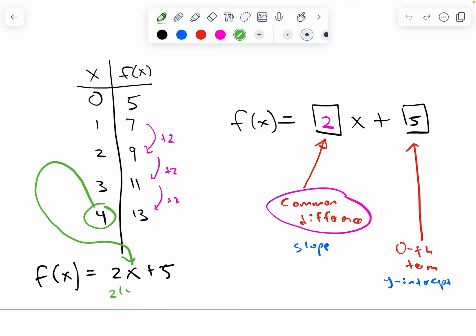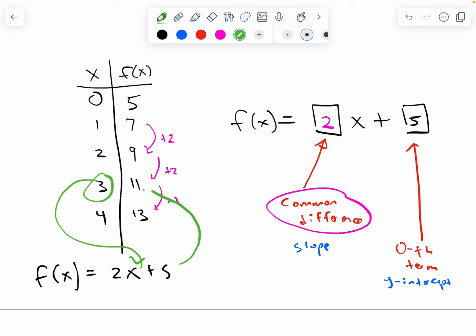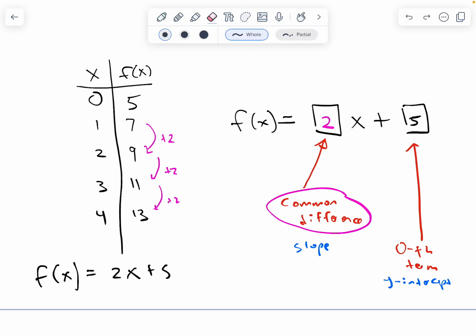Let's try a different value just to make sure this works. Let's try 3. So we're going to plug 3 in. 2 times 3 is 6, plus 5 is 11. So that goes in, and 11 comes out. So we know that our equation works. Now let me show you another way of where this equation comes from, just so it's not simply a process of filling in numbers into boxes.